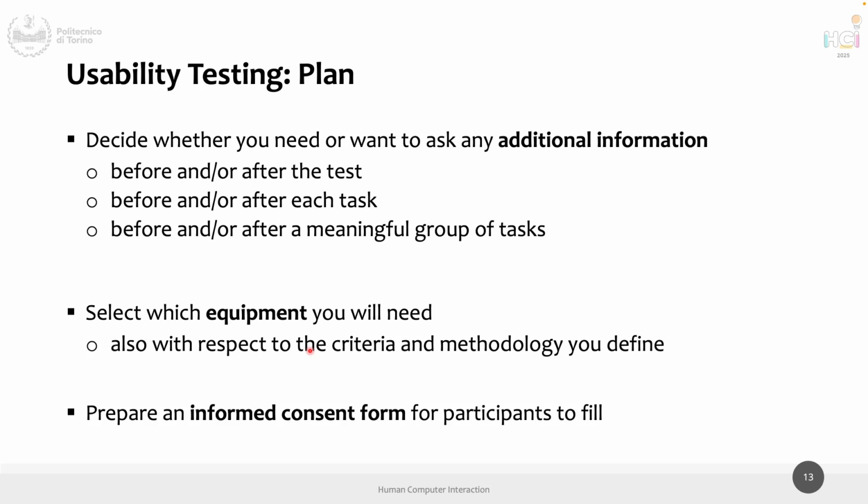Then you have to select which equipment you will need according to the criteria, the methodology, and the tasks you define. For instance, you want to video record everything, you want to audio record everything, you need the task on a piece of paper because you want to give the task to the participants in a written format, and so on. And finally, you also need to prepare an informed consent form for participants to fill, something very similar to what you did for the interviews at the beginning. So the explicit consent to participation.